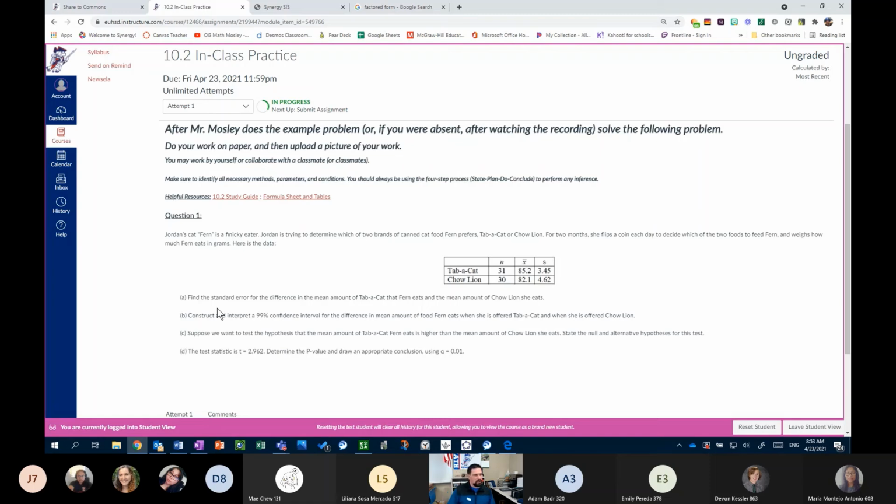Just like in the last problem, you need to find the standard error for the difference. We need to construct and interpret a 99% confidence interval, and then we need to write some hypotheses and determine the p-value and draw an appropriate conclusion based on the provided t statistic or t-value. All right, so essentially the same steps that we're doing here. If you'd like to refer back to the example problem that we just saw, that is linked in the Canvas module, where this assignment is also housed within the Chapter 10 module. The example problem is a little PDF that is right underneath this assignment.